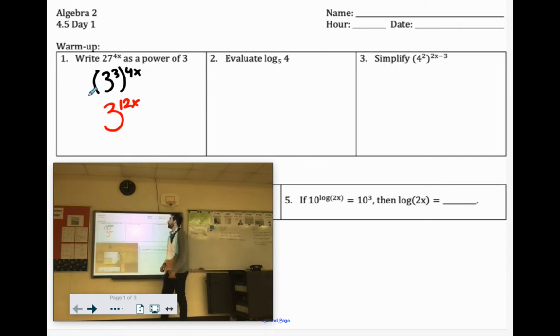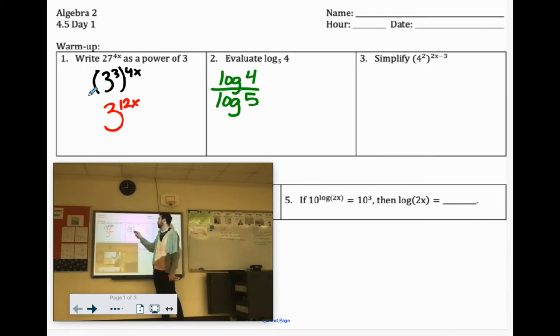Awesome. Evaluate log base 4 of 5. 5 can't have an exponent that gets it to 4, right? Because 5 to the first is 5, it's already over that. 5 to the 0 is 1. So this would fall somewhere in the middle. So we're going to have to do the change of base formula. So we do log of 4 over log of 5, and we chuck that in our calculator. So I put it in, and it's 0.861.